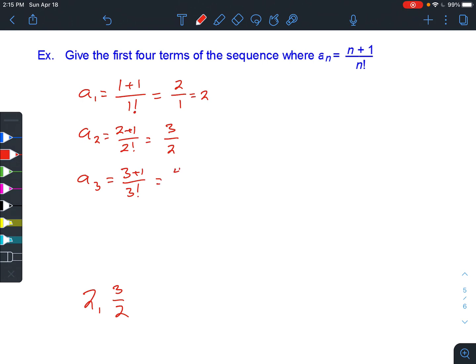Okay, now 3 plus 1 is 4. And 3 factorial is 3 times 2 times 1, or again, use that button on your calculator. Sorry I didn't mention it earlier, but it's probably under the probability menu, pun intended. And if you can't find that on your particular calculator, let me know. I'll try to figure out where it is for you if you're not able to find it. All right, anyway, but that's 4 over 6, and of course that's reducible down to 2/3.